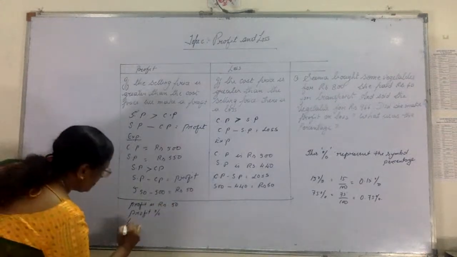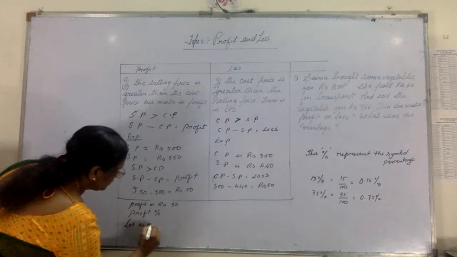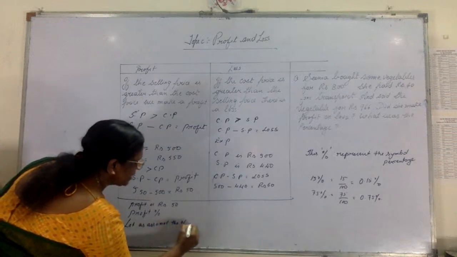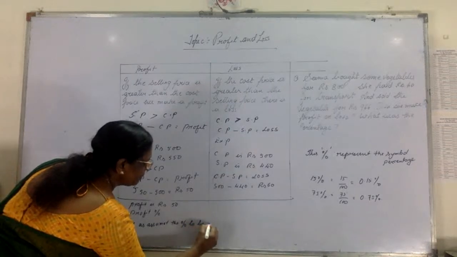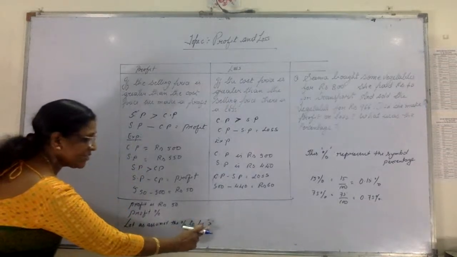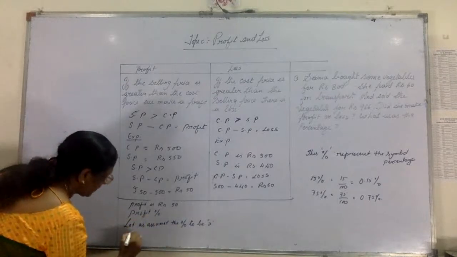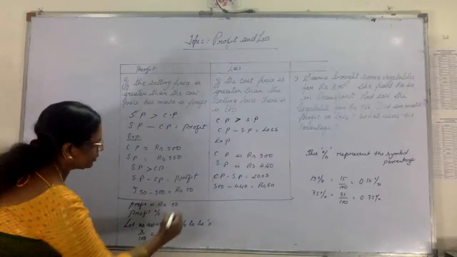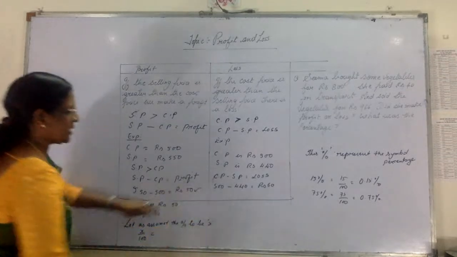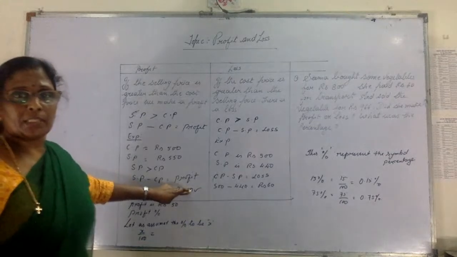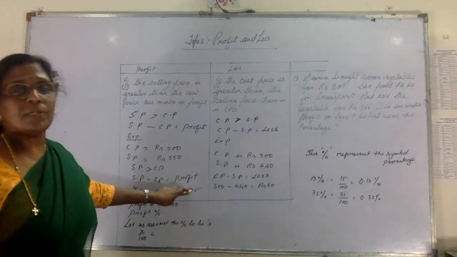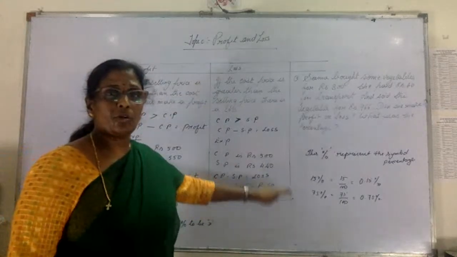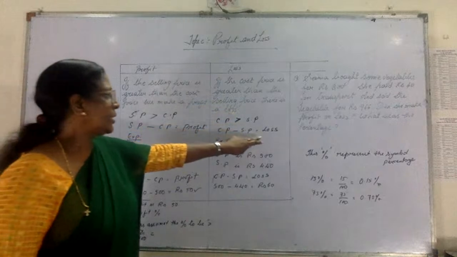We don't know what the percentage is, so let us assume the percentage to be X. This X percentage is out of 100. Therefore, X out of 100 is equal to the actual profit, which is 50. We have to remember one thing, children: profit percent is always calculated on the cost price, and the loss percent is also always calculated on the cost price.